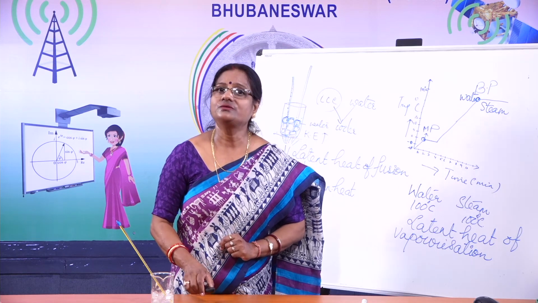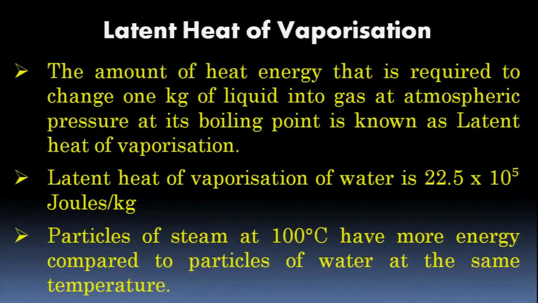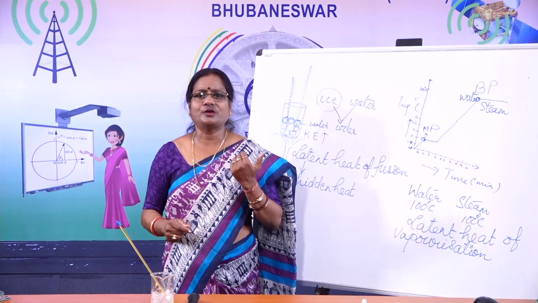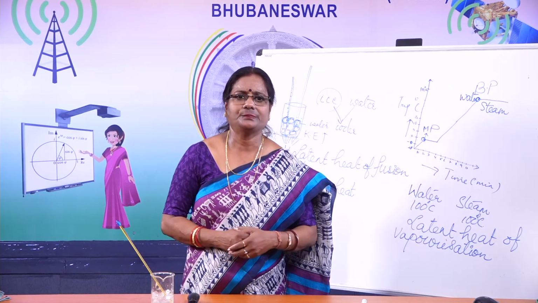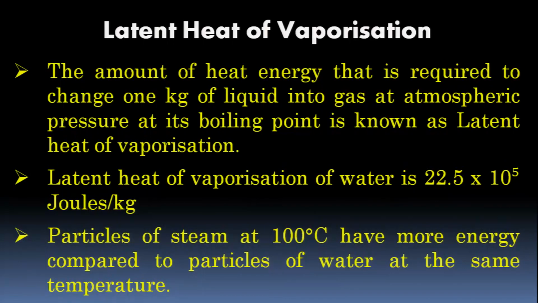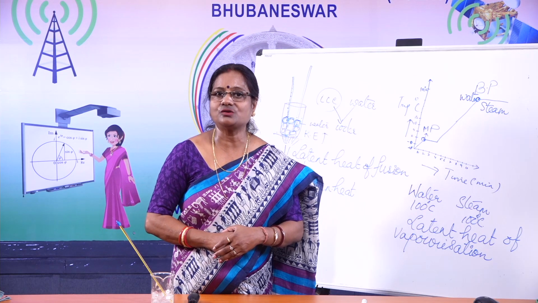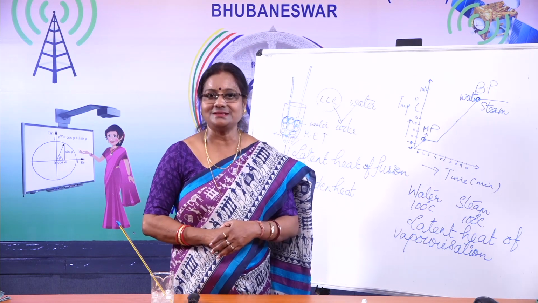This is latent heat of vaporization. The amount of heat energy that is required to change 1 kg of liquid into gas at atmospheric pressure at its boiling point is known as latent heat of vaporization. Latent heat of vaporization of water is 22.5 into 10 to the power 5 joules per kg. In some books you may find 22.6 or 5, 6 something. Particles of steam at 100 degrees centigrade have more energy compared to particles of water at same temperature. You know why? I have discussed this, children. It has got more energy because it has got latent heat.